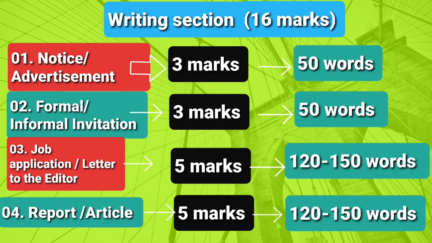The first question will be of 3 marks. That will be either notice or advertisement. So out of 2 you need to do either notice or advertisement. Talking about the 3 marks distribution, you have got format for 1 mark, content for 1 mark, and talking about expression, that is for 1 mark, right?